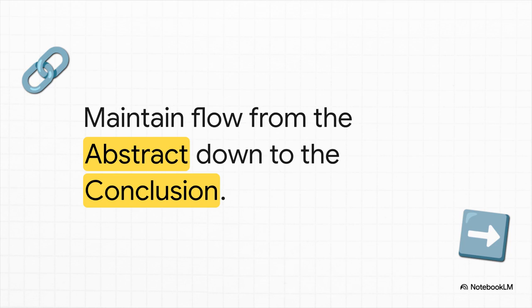To fix this, we look at the very bottom of our cheat sheet, which features something incredibly powerful, the golden flow strip. This strip maps the sections from abstract all the way down to conclusion. The cheat sheet explicitly tells us to maintain flow across sections and keep transitions smooth. Maintaining this flow isn't just a nice suggestion, folks. It is a mandatory rule if you actually want to keep your reviewer engaged.